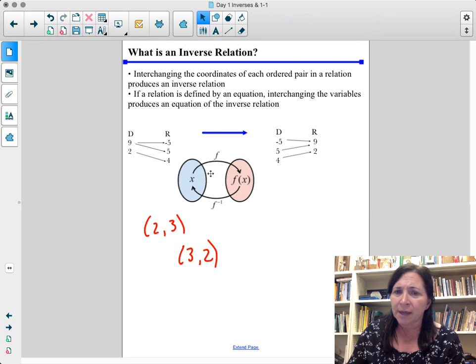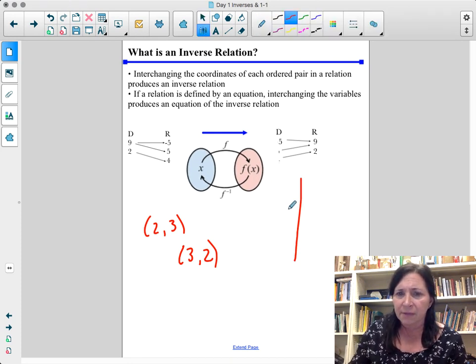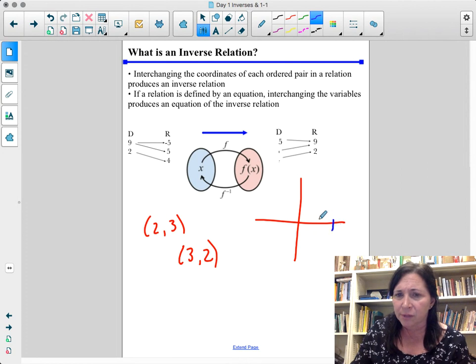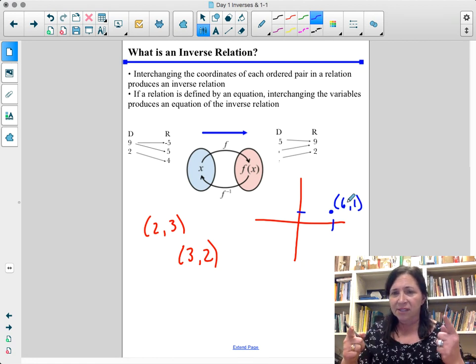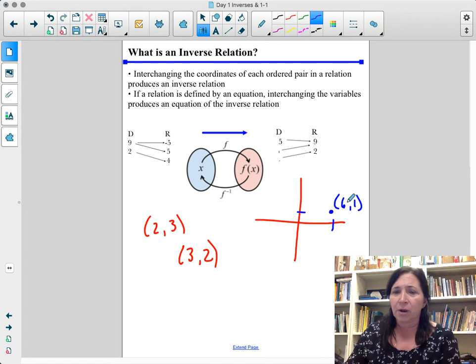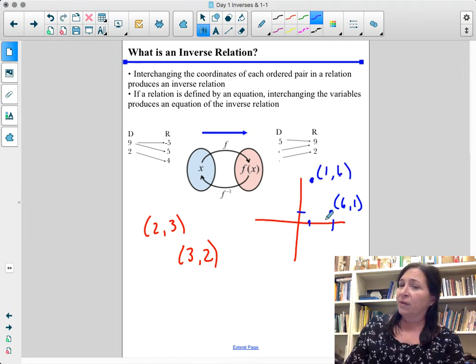Another way of looking at that is drawing a graph. Let's see. If I were drawing a graph and I had the point, let's say I had the point (6, 1). So here's 6, here's 1. And I wanted to find the inverse of (6, 1). All I have to do is take 6 and 1 and flip those apart. So my new point is going to be (1, 6). And so that's going to be here, (1, 6). Now those are inverses of each other.